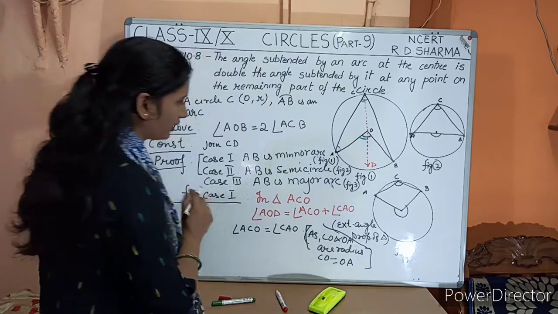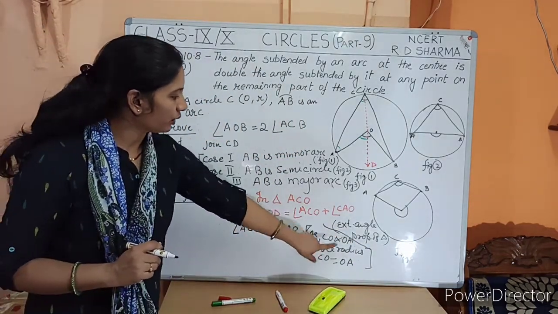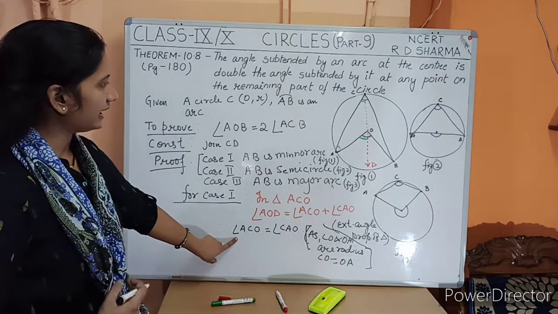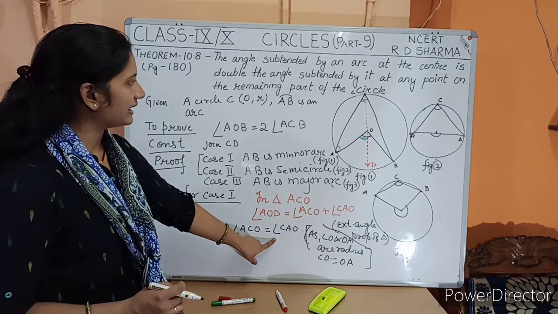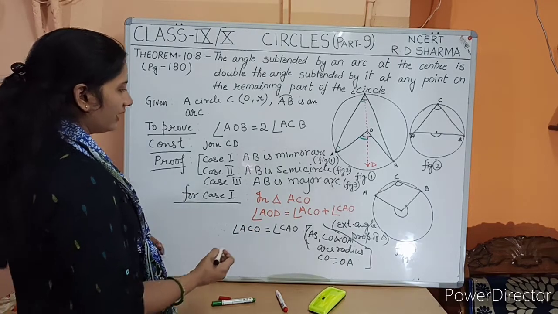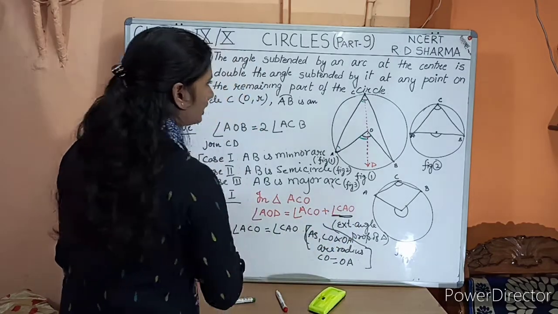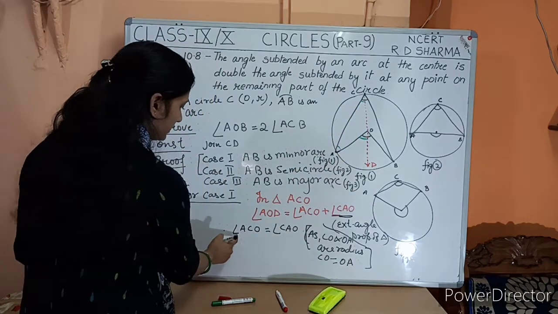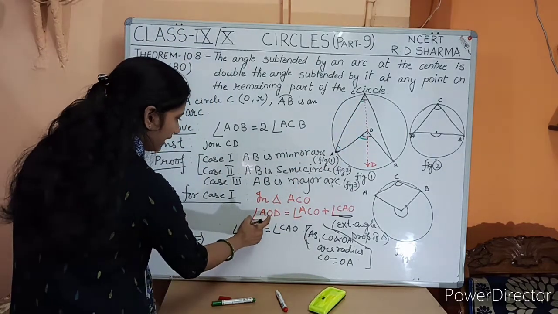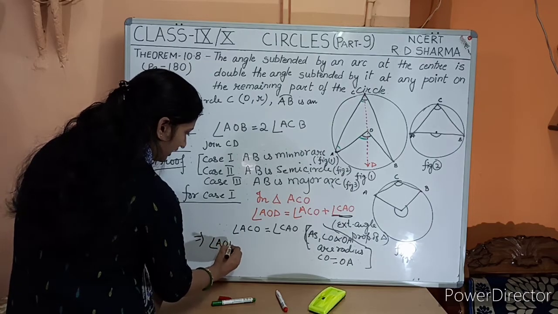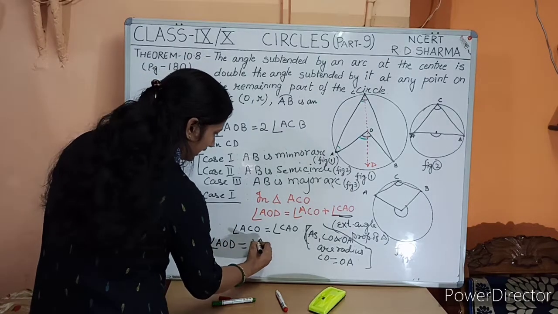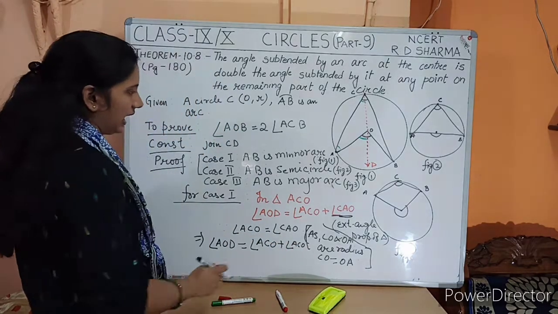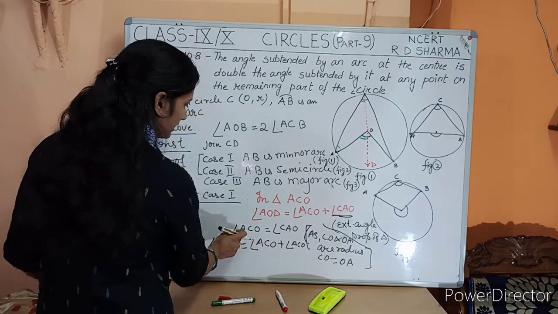So as CO and OA are the radius, CO is equal to OA. So this implies the angle AOC must be equal to the angle CAO. Now we will replace this angle CAO with this. So now just look here. Angle AOD must be equal to angle ACO plus angle ACO. I have replaced this angle with this.